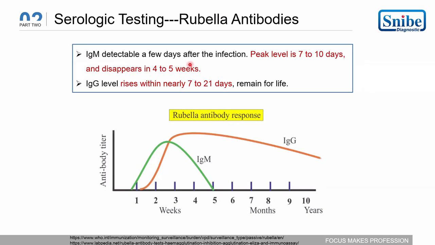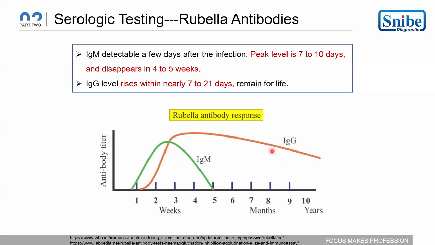So the IgM is detected a few days after the infection, and the peak level comes at 7 to 10 days. Here you can see the IgM, and then it disappears in 4 to 5 weeks. After the infection, at 4 to 6 weeks, it usually disappears, but the IgG level rises at nearly 7 to 21 days and remains for life.